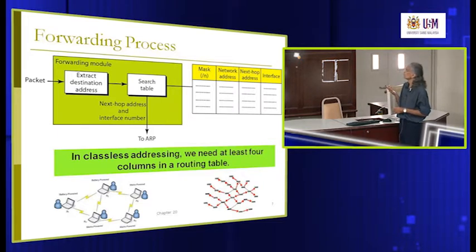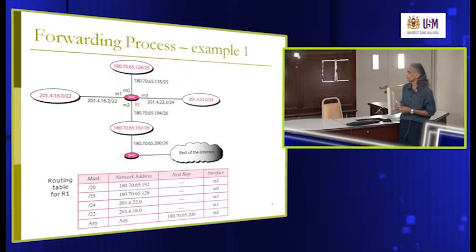Normally, we require at least four columns in a routing table: the network mask, the network address, the next hop address, and the interface. We will take a look at this later. So this is an actual example now. This is a routing table for R1. R1 has four networks connected to it. If one machine is connected to four networks, it must have four interfaces, four network cards. Each card will have a separate interface: M0, M1, M2, and M3.